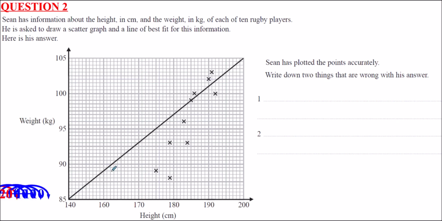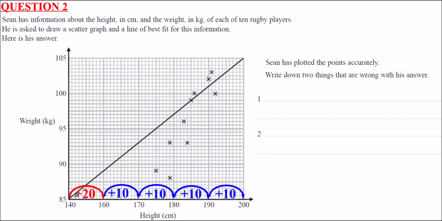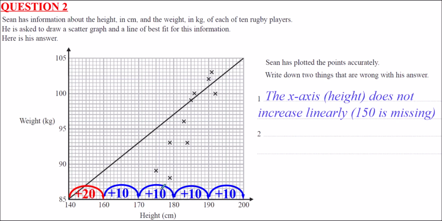So for this one here, just to illustrate, that's a gap of 20 which is wrong. It should be a gap of 10. So we could word this in a few ways, but probably the easiest is to say this. So the x-axis, which is the heights, does not increase linearly. Another way you could say, in brackets, like I've said, 150 is missing. If we're going up in tens, we should be starting at 150.